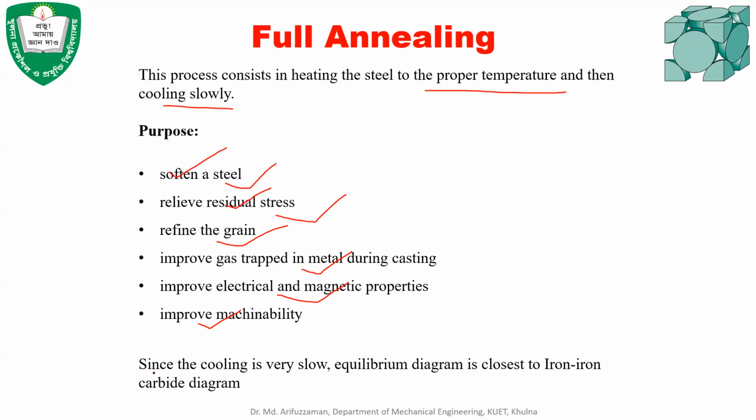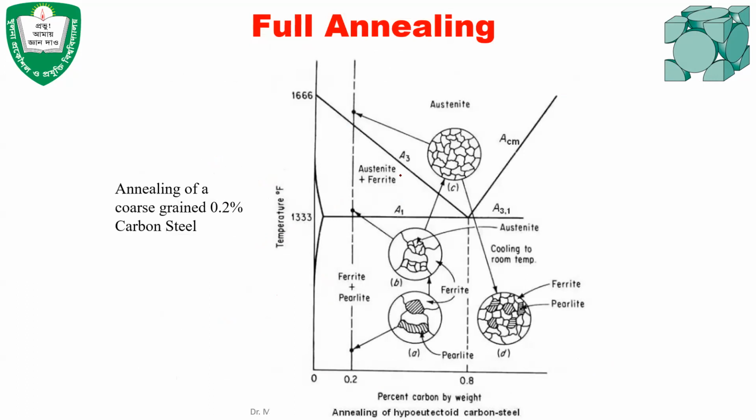Okay. And since the cooling is very slow in the case of annealing, as we said, the cooling has to be done very slowly, so it will resemble the iron-iron carbide diagram. The equilibrium diagram is closest to the iron-iron carbide diagram in the case of annealing. As we saw, annealing can be explained using the iron-iron carbide diagram. So there is 100% austenite.